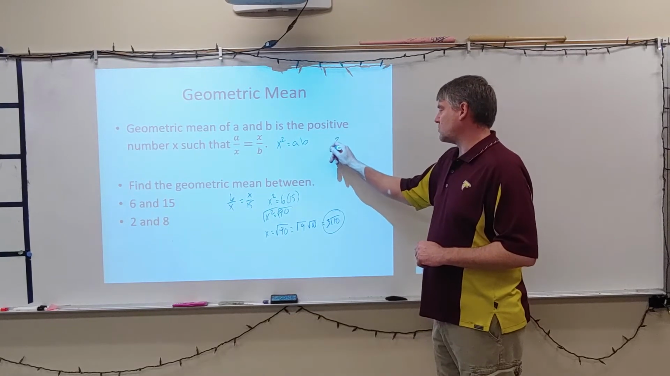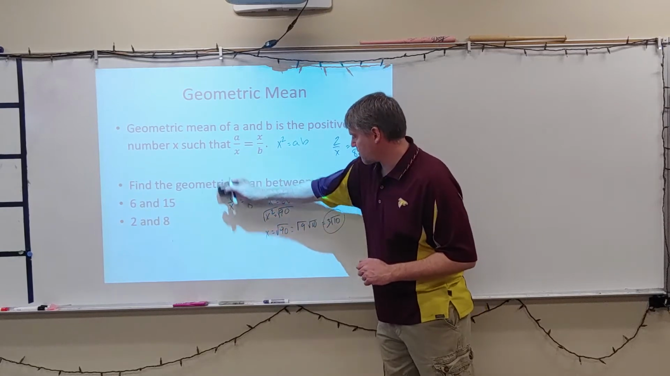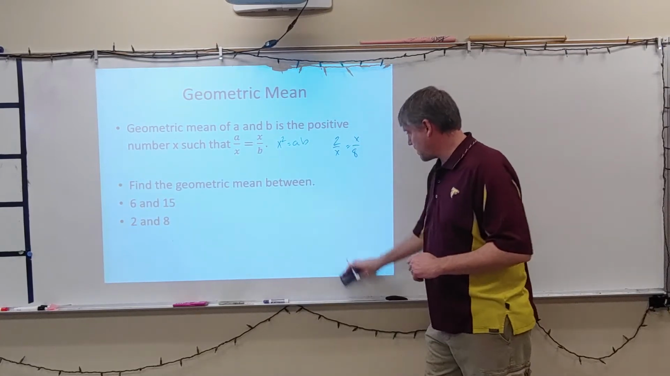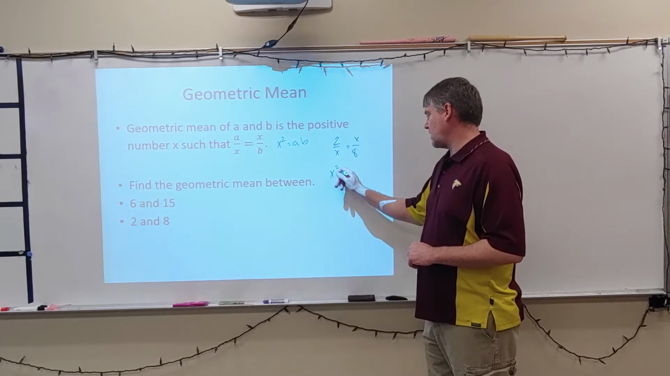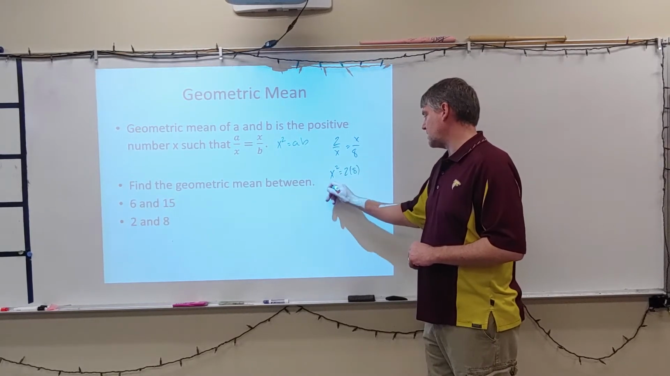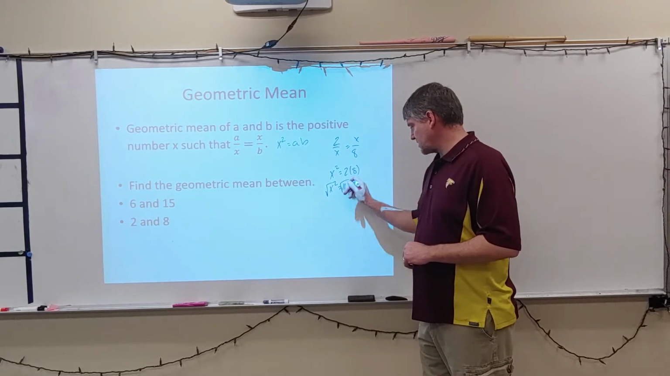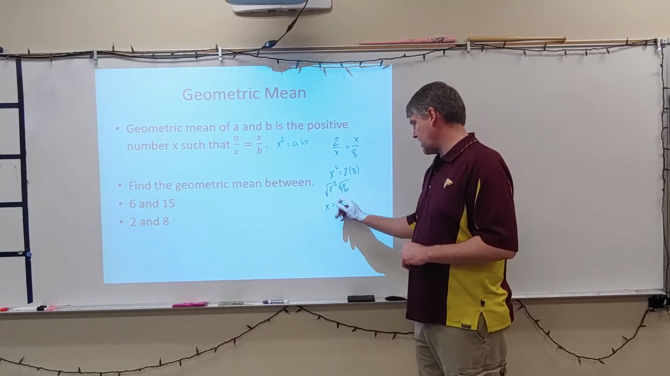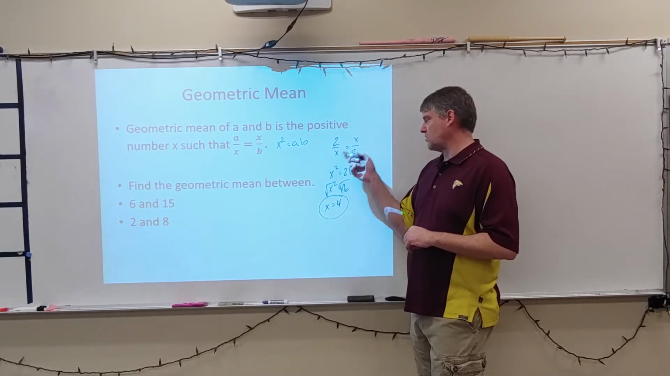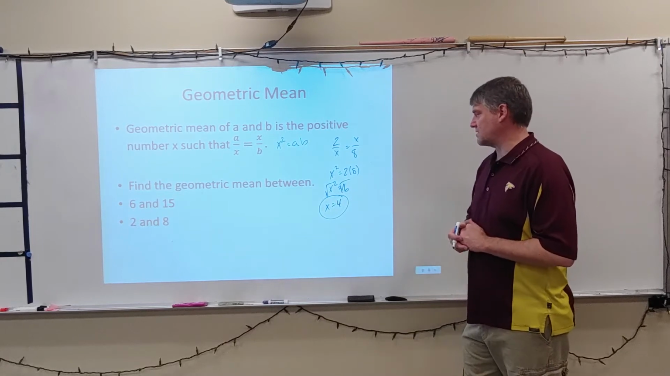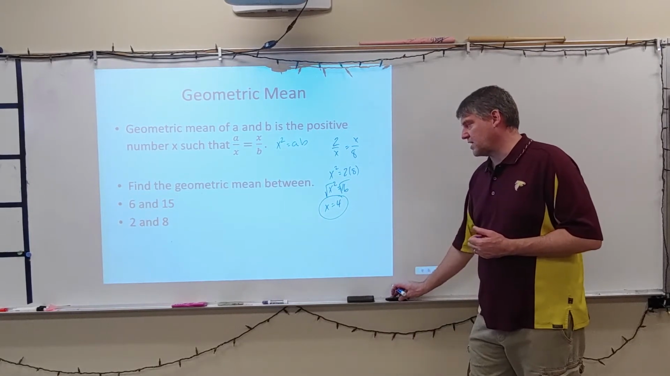Okay. 2 and 8, so let's do 2 and 8. So I have 2 over X equals X over 8. Okay, erase this one here. This one hopefully is a little bit nicer. So we're going to cross multiply. X squared equals 2 times 8. X squared equals 16. Well, that's nice because we know the square root of 16 is 4. Okay? Could be plus or minus. We're usually talking about lengths here, so we're going to use the positive side. Okay? So there's the geometric mean between 2 and 8.